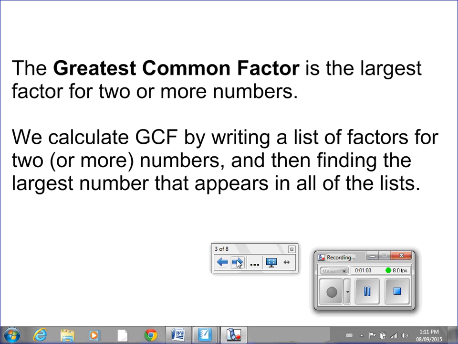The greatest common factor is the largest factor for two or more numbers. We calculate GCF, that's greatest common factor for short, by writing a list of factors for two or more numbers, and then finding the largest number that appears in all of the lists.